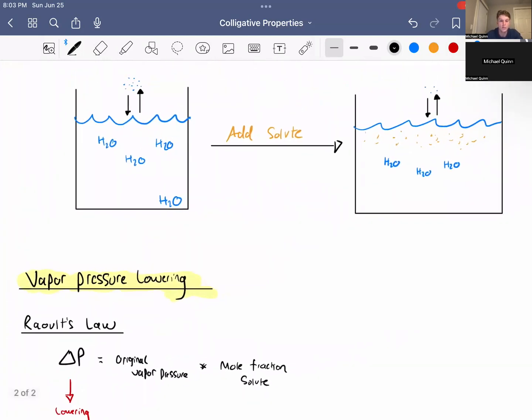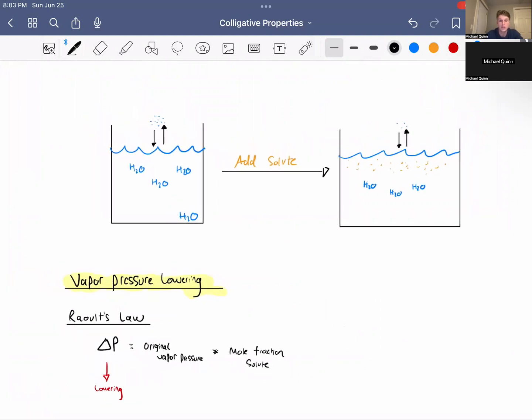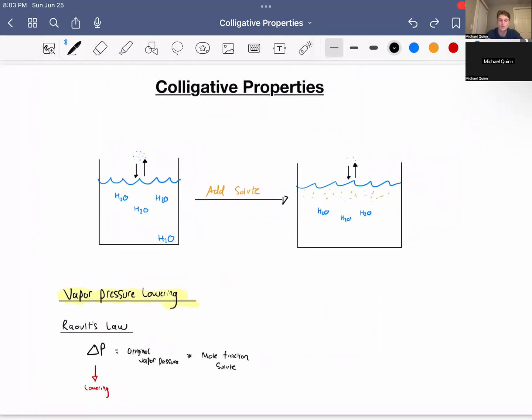So if our original vapor pressure is, I don't know, 0.5 atmospheres, and we solve for the change as 0.1 atmospheres, that means our new vapor pressure over here after we added the solute will now be 0.4 atmospheres. So that is vapor pressure lowering. That is our first colligative property, and that is Raoult's law that will describe how much our vapor pressure goes down when we add a solute.